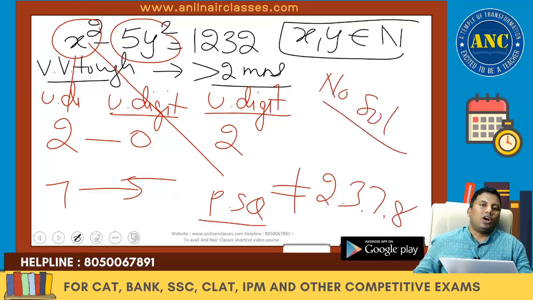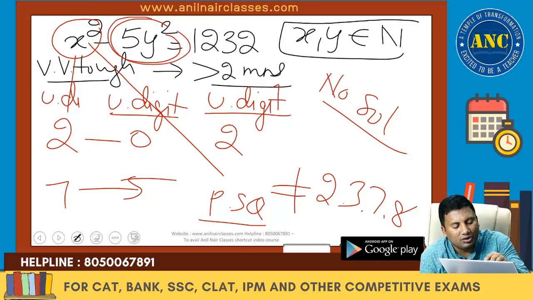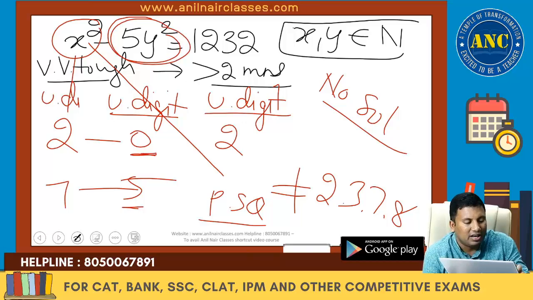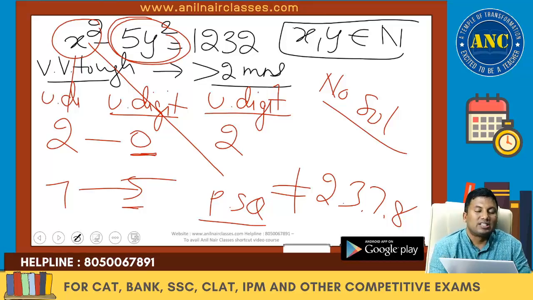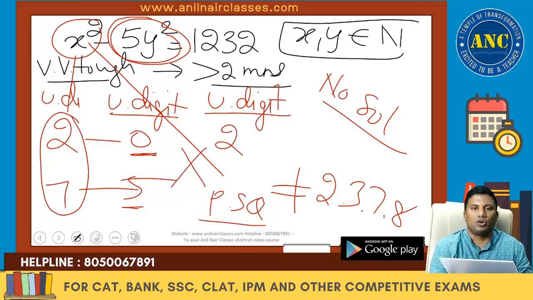Absolutely a very logical way of solving a toughest question. X square minus 5y square is 1232. 1232 unit digit is 2. Any number multiplied by 5, unit digit will be 0 or 5. Something minus 0 is 2, something minus 5 is 2. 2 minus 0 is 2, 7 minus 5 is 2. A perfect square never ends with 2, 3, 7 or 8. So answer is no solution.